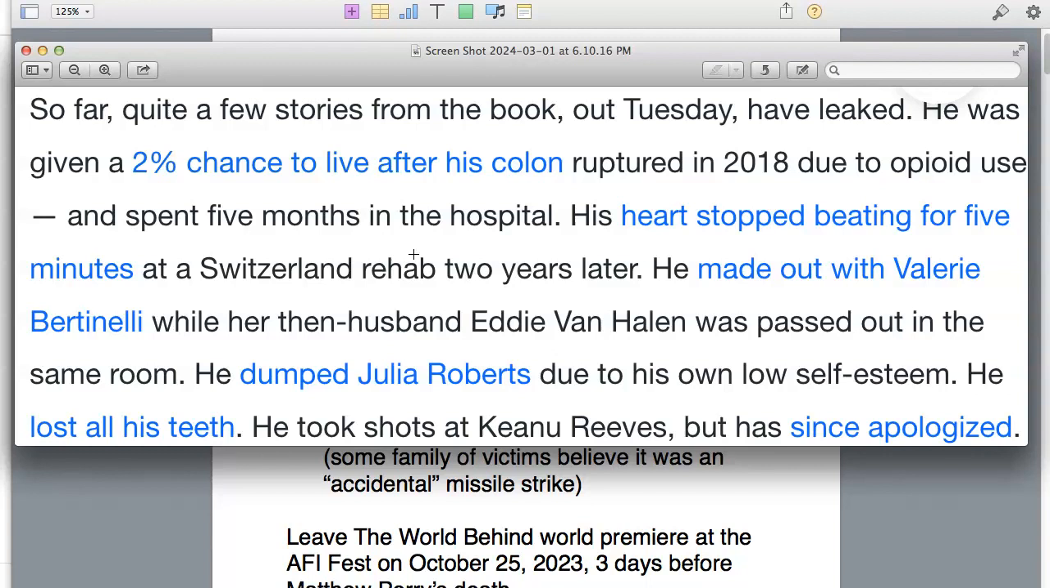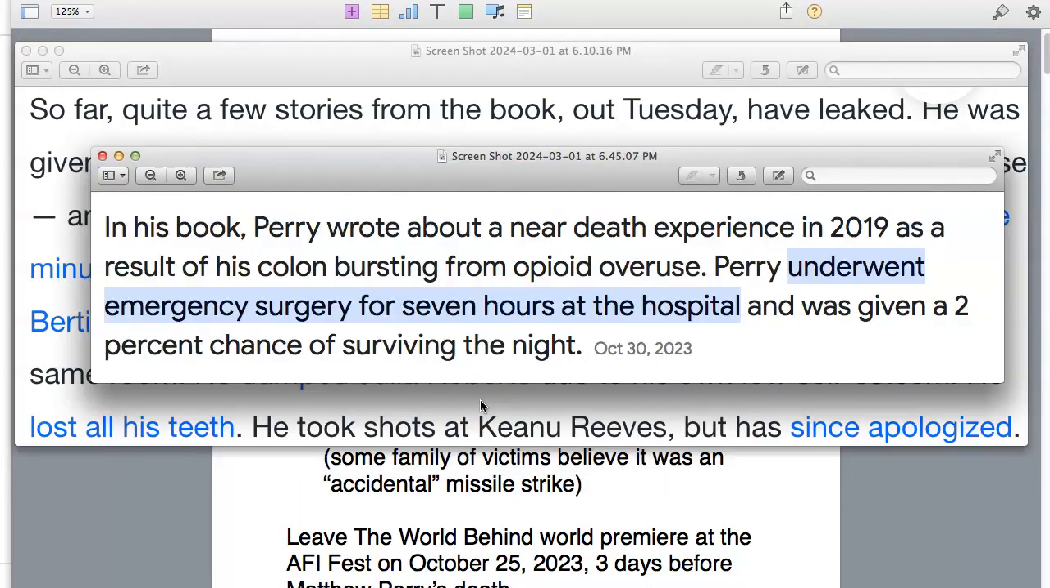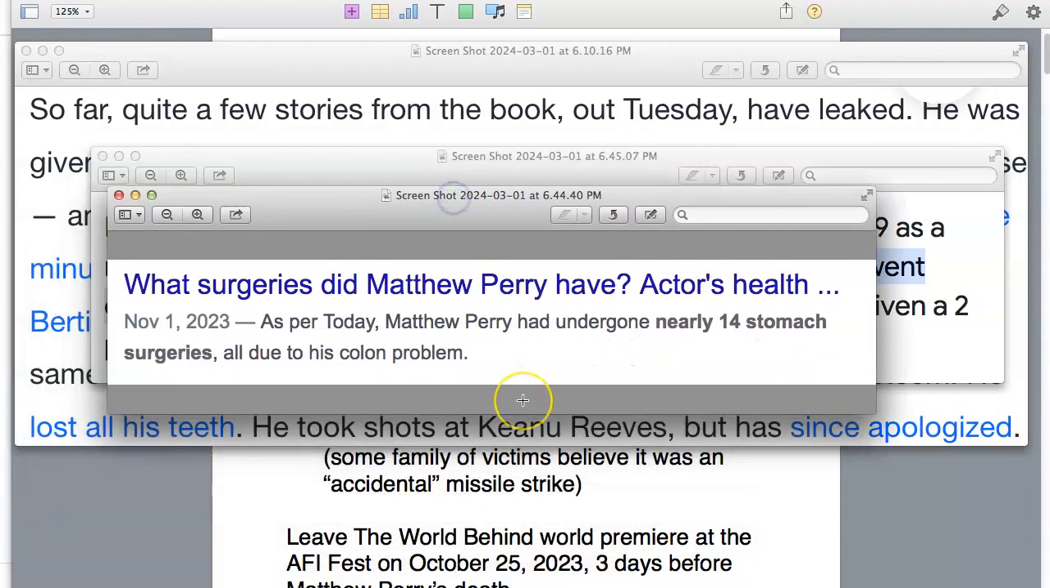I mean, he was seriously addicted to opioids to the point where it caused his colon to explode in 2018. He was in surgery when that colon incident happened for over 7 hours at the hospital and had nearly 14 different stomach surgeries dealing with that problem. And there's just no way around the fact that when you have something serious like that happen to you and you have that many surgeries on it, your health is going to deteriorate.